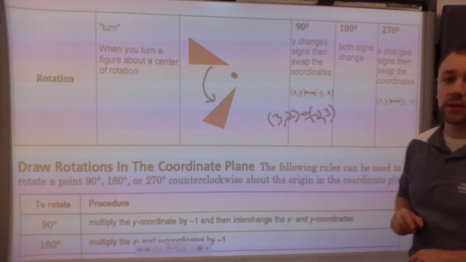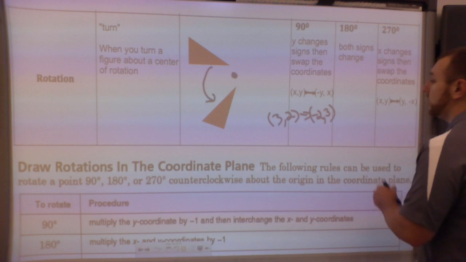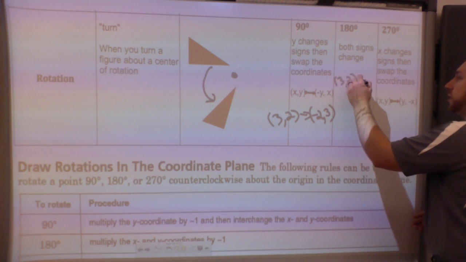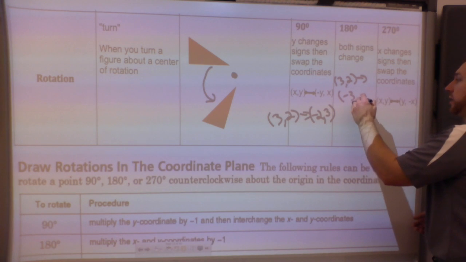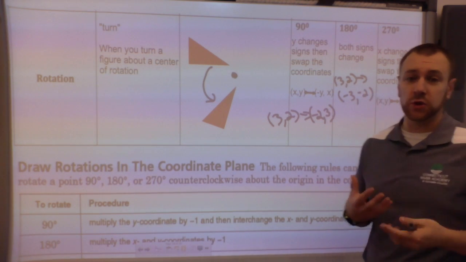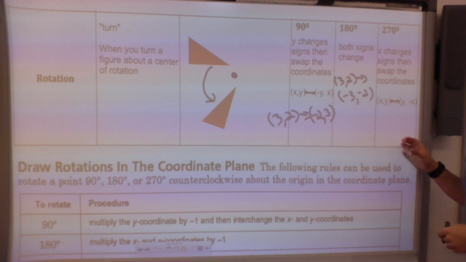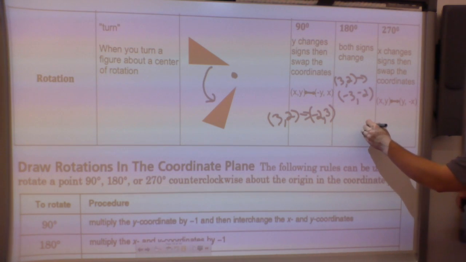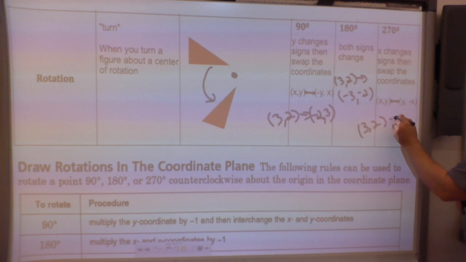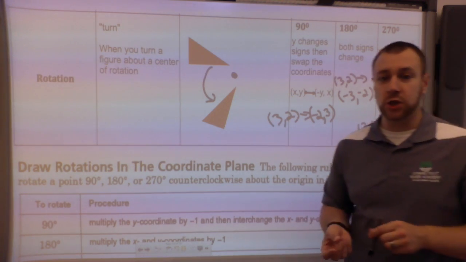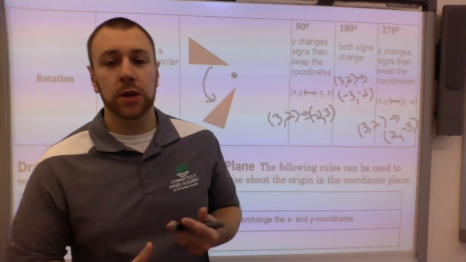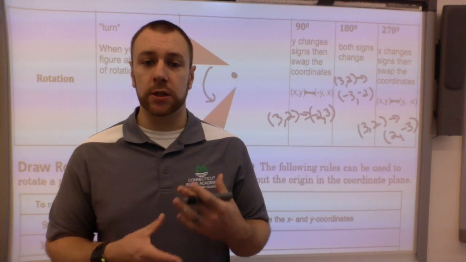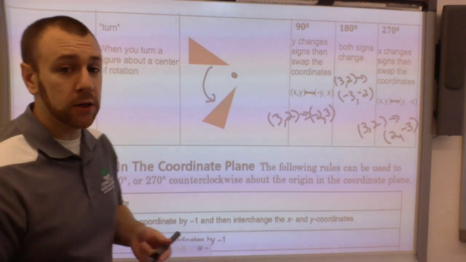For 180 degrees, you just change the signs on both. Okay, so again in the same (3, 2), now this is going to go to (-3, -2). You don't swap anything. And for 270 degrees, that's when you change the x and then you swap. So again, if you use (3, 2), now it becomes (2, -3). So the x changes signs and you swap them. So those are the three basic changes that we're going to be doing with rotations. Here's some examples for it.